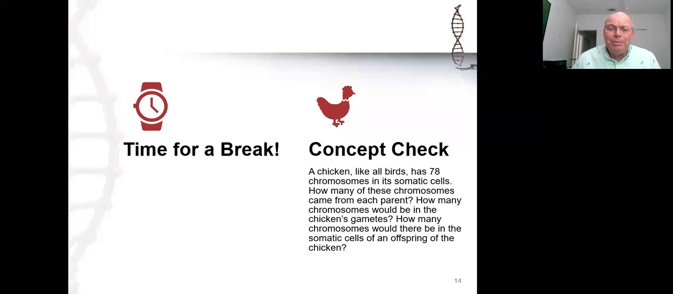How many chromosomes would there be in the somatic cells of an offspring of the chicken? Well, that offspring should have the same number of chromosomes as its chicken parent. That would be 78, because that is the chromosomal number of all birds, including chickens. They have 78 chromosomes. So there we have it. Chickens have 78 chromosomes, and therefore the offspring of this chicken would have 78 chromosomes.